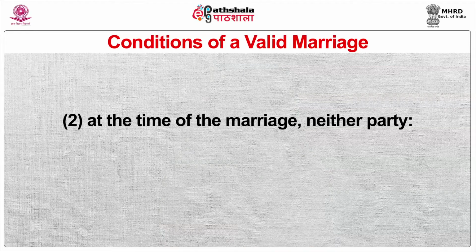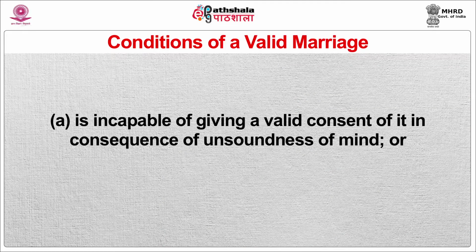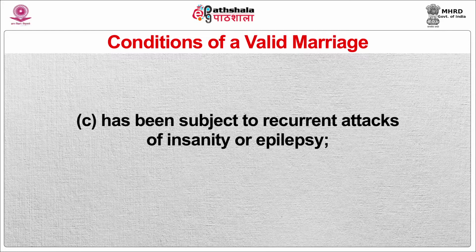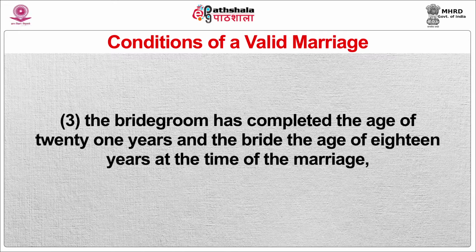Second, at the time of the marriage, neither party should be incapable of giving their valid consent to the marriage in consequence of unsoundness of mind, or capable of giving a valid consent has been suffering from mental disorder of such a kind or to such an extent as to be unfit for marriage and the procreation of children, has been subject to recurrent attacks of insanity or epilepsy. Also, for a marriage to be valid, the bridegroom must have completed the age of 21 and the bride must be 18 at the time of the marriage.